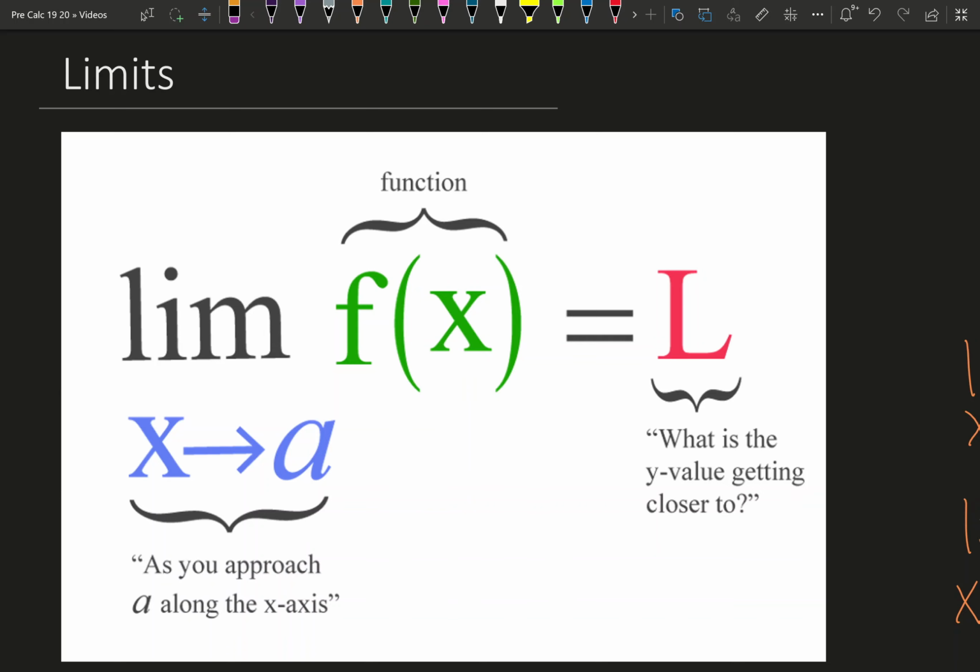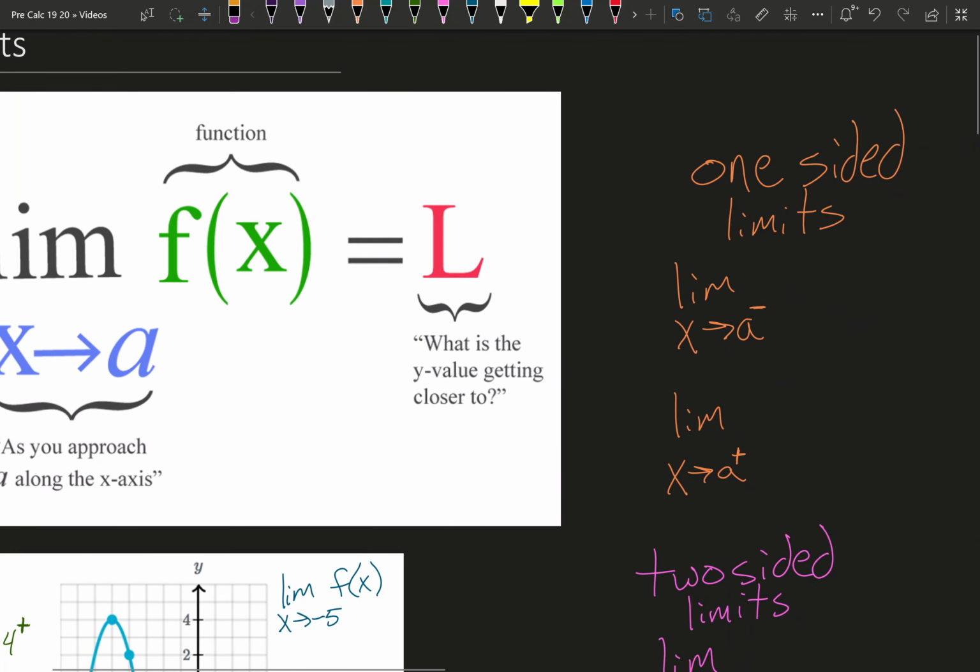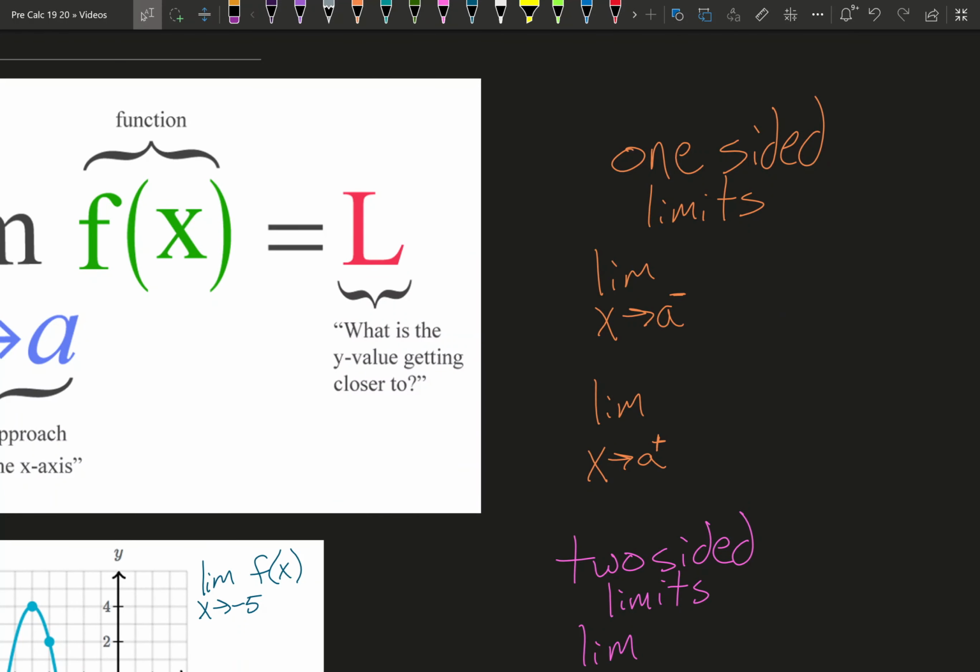You always need a function. You cannot just say limit as x approaches 4 and then go on with your life. You need to have your f of x, your g of x, whatever function we are taking the limit of here. And our output for this, our limit, is always going to be equal to some value. And the question that we want to ask is here, what is the y value getting closer to? I want to talk a little bit more notation, and then we'll look at some examples in practice.